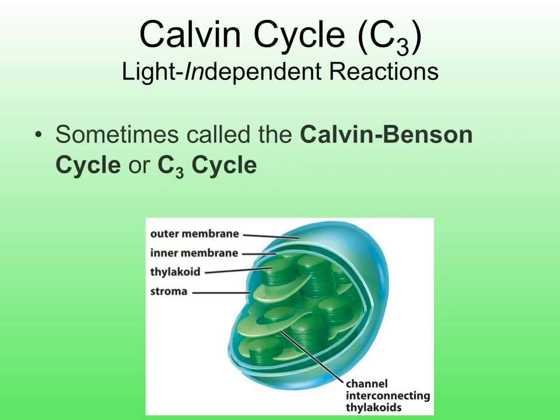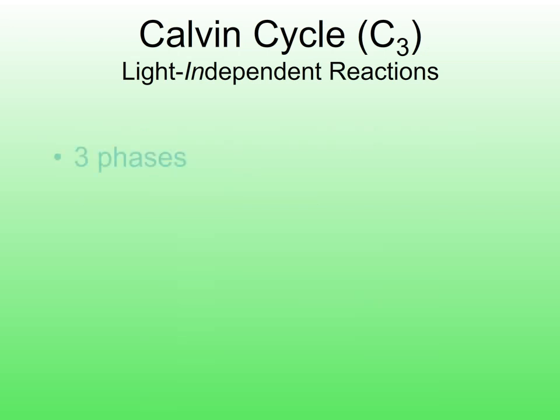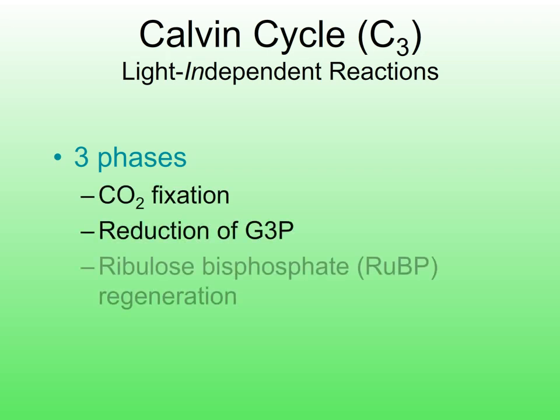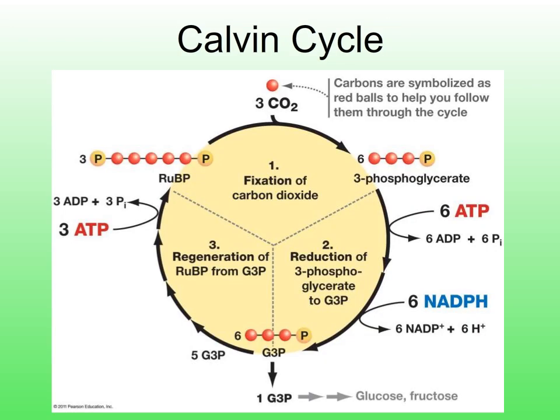The reactions that take place in this cycle can also be called the Calvin-Benson cycle or the C3 cycle. This cycle occurs in the stroma. There are three phases in the Calvin cycle: carbon dioxide fixation, the reduction of G3P, and ribulose bisphosphate regeneration. At first glance, the Calvin cycle seems very similar to the citric acid cycle, but there are different inputs and outputs. Let's look at it in more detail.